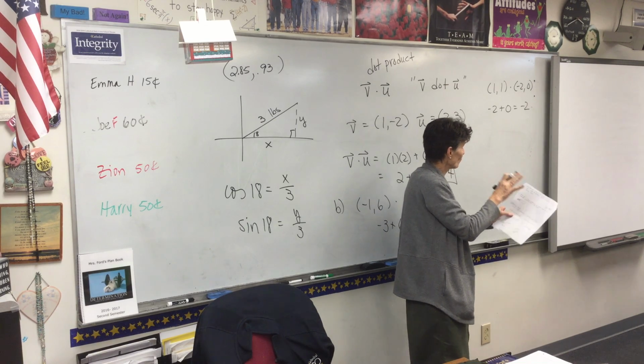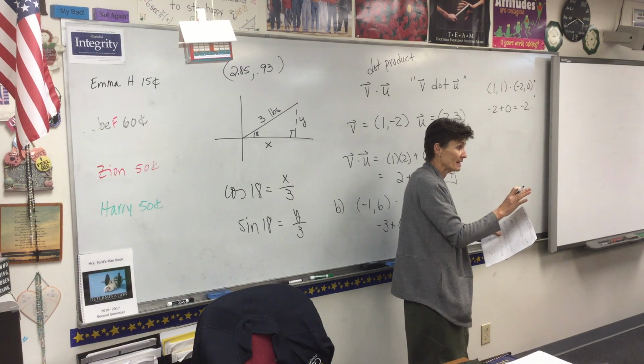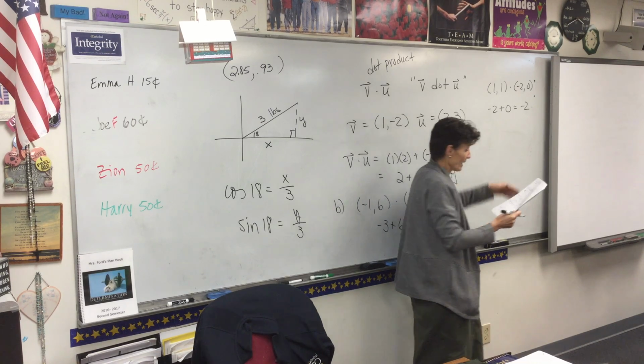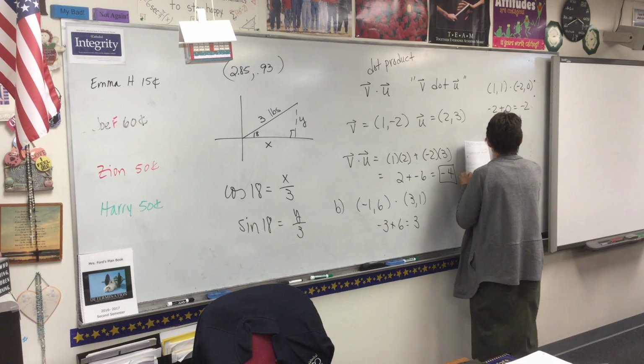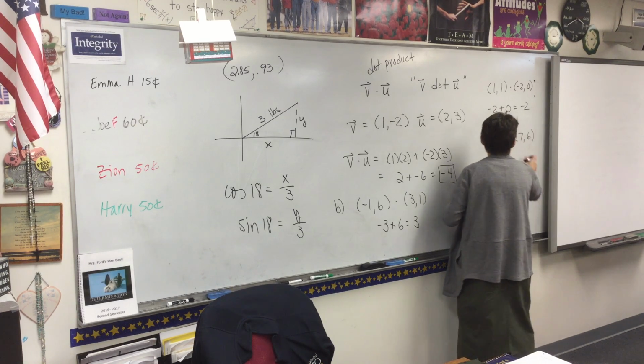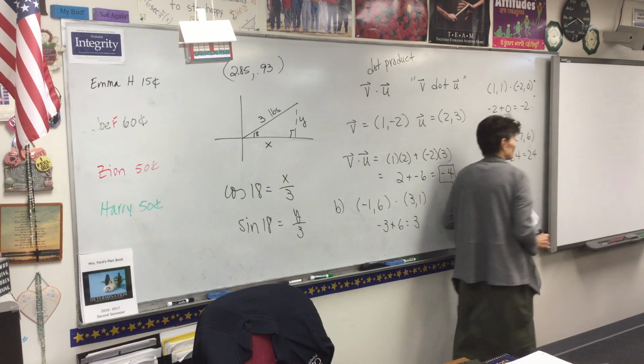Positive dot products have one meaning, negatives have another meaning, 0 has another meaning. We're going to talk about that in a minute. But right now, everybody got -2. All right, how about that last one? You get 24?